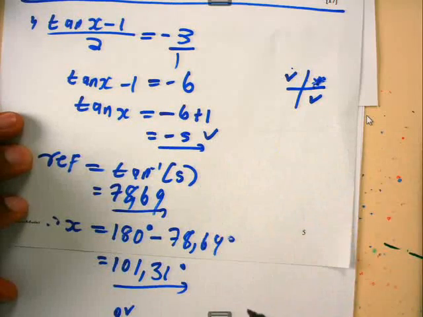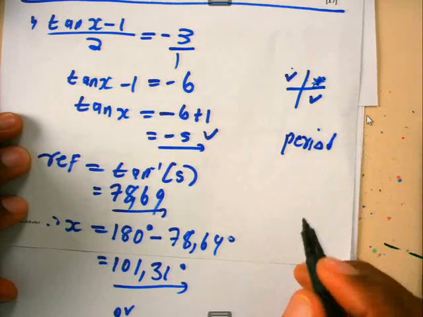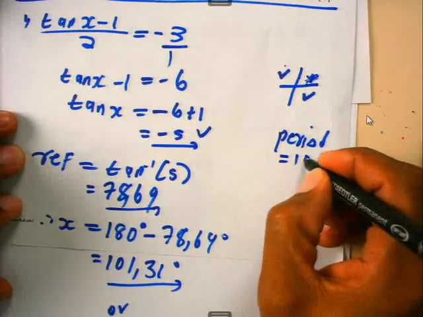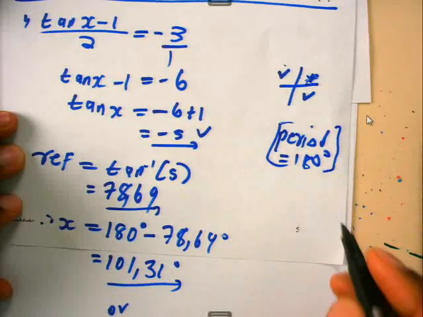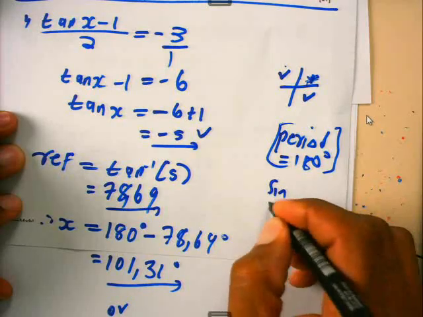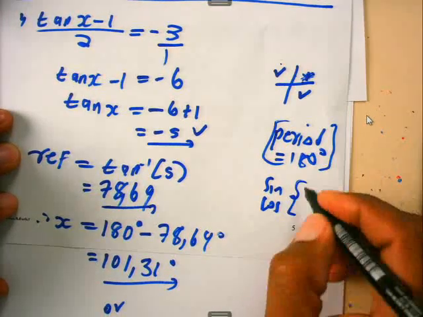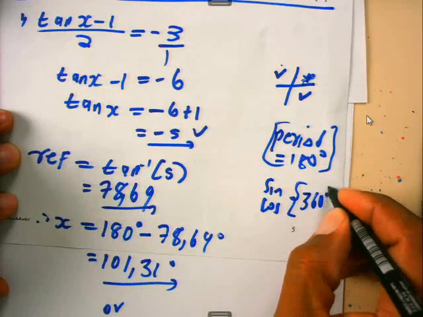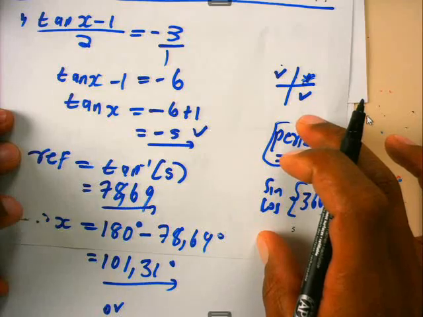What do you know about the tangent? We know that the period of the tangent is equal to 180 degrees. It's very important. But what about the sine as well as cos? The period for sine and cos is 360 degrees. Right, this part here is very, very important.